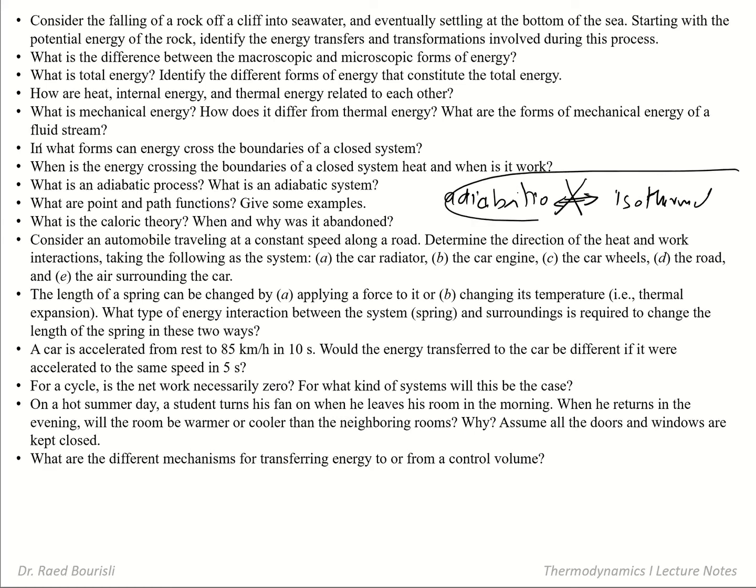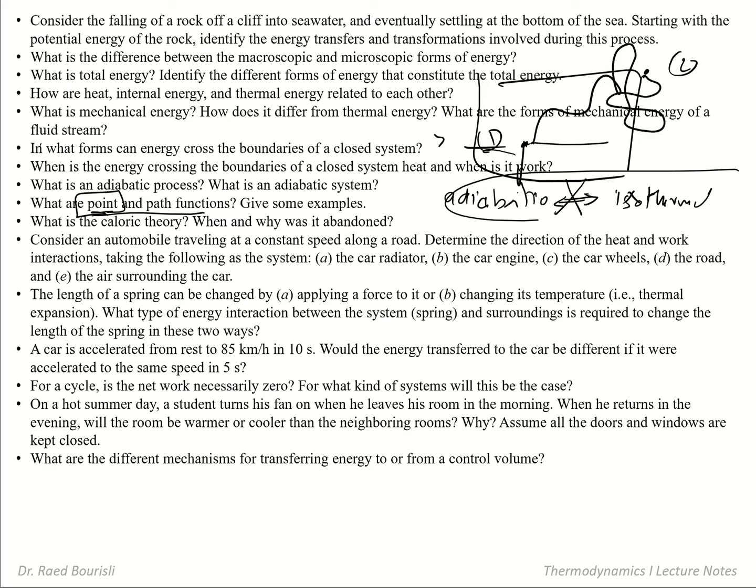And then what are point and path functions? We said that point functions depend on the location, on the value of the property, and not on the path it takes. So if you go from 1 to 2, it's just the difference between these locations, like the x location. So delta x, delta y are constant regardless of the path you took to go from 1 to 2. However, the work and the amount of heat transfer are path functions.